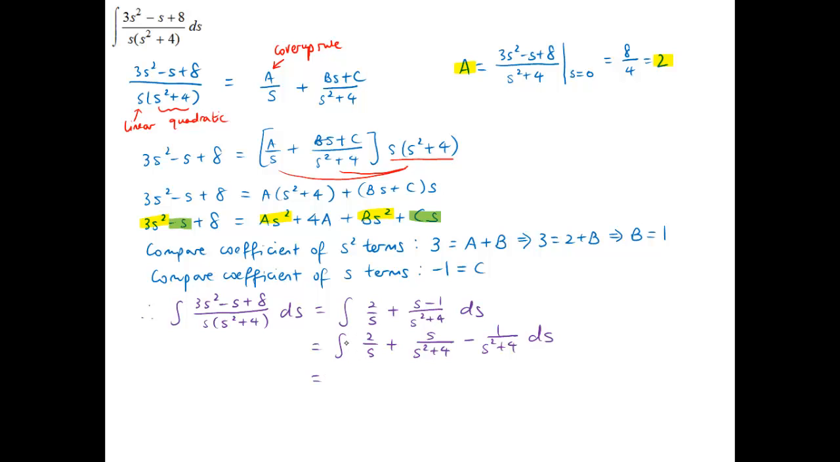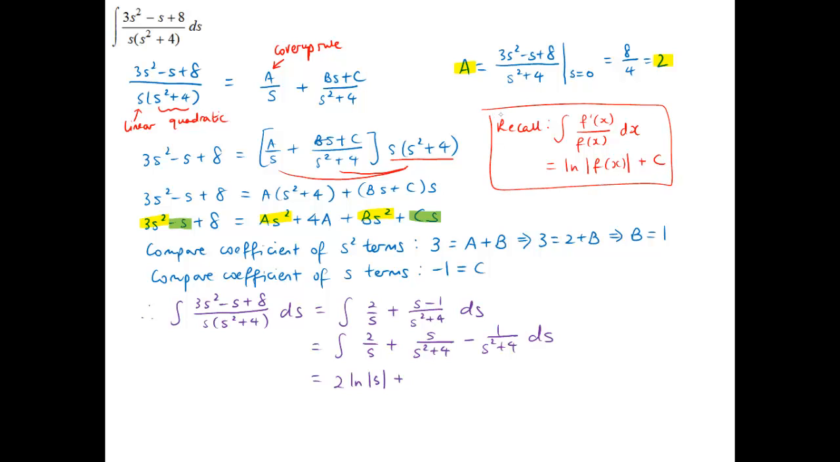Integrating 2 over s is easy. It's just 2 ln s. Now this is a little bit tougher, but if you can see, when I differentiate the denominator, I get the numerator. So recall that if I were to integrate a reciprocal function where the numerator is the differential of the denominator, then I get simply the ln of the denominator. Which I'm going to apply here.